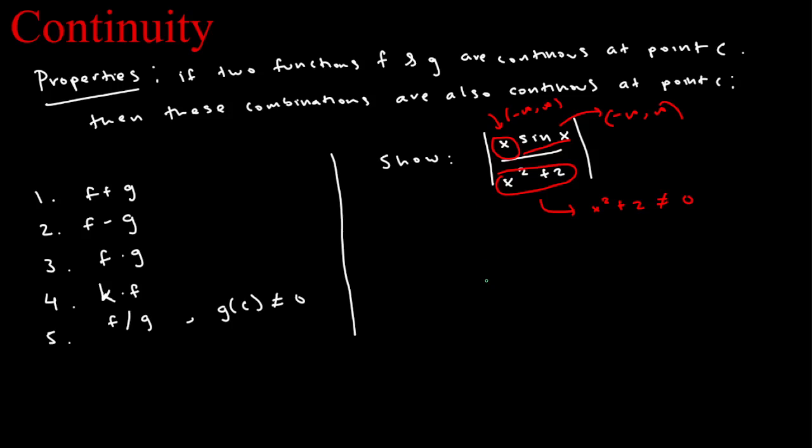So if we call x a function g, then g times sine x, which we'll call f, is continuous at all points, and h, which is x squared plus 2, is also continuous at all points. So that means this whole function is always continuous. Pretty easy, right?